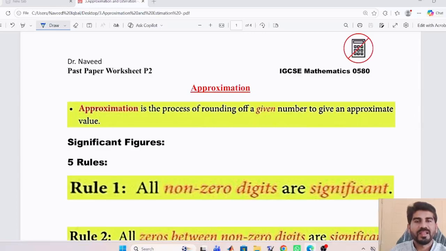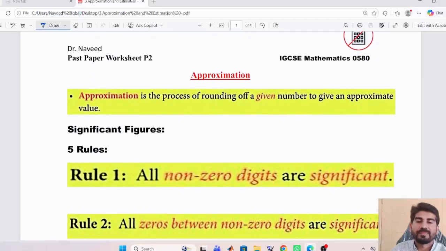Today we're going to start a Cambridge IGCSE past paper worksheet related to approximation and significant figures. In this video, we are going to practice some questions related to significant figures and rounding a number to the given significant figure. We will solve most of the questions from the past paper.